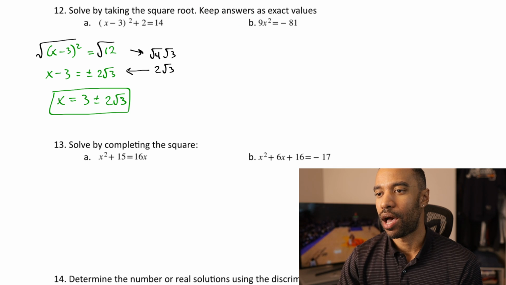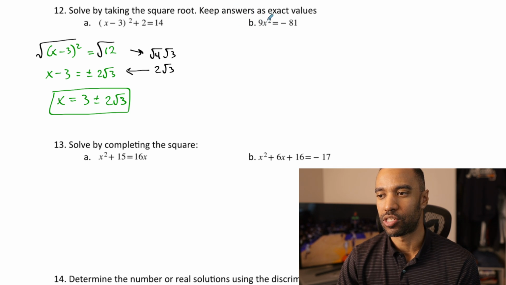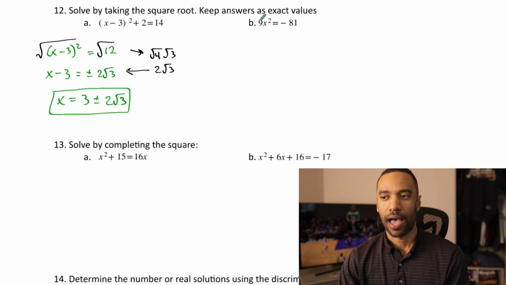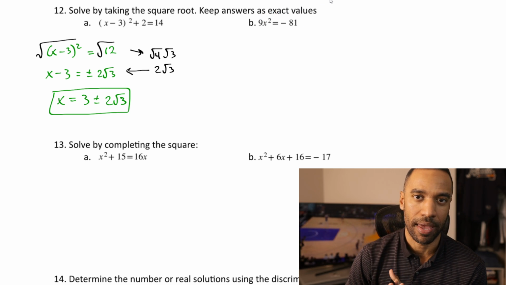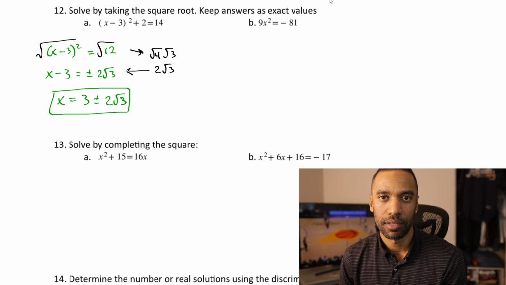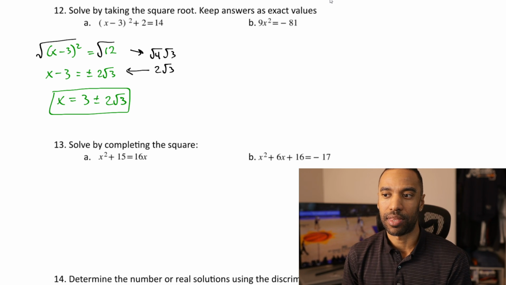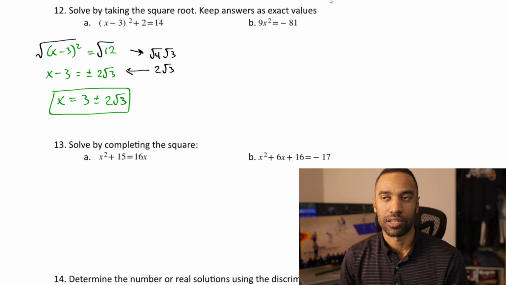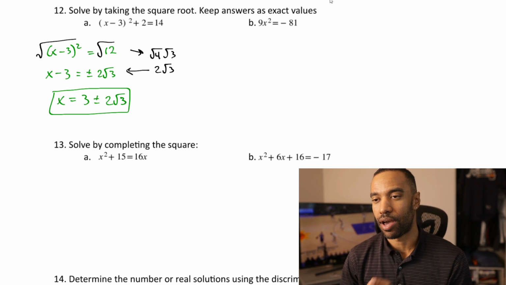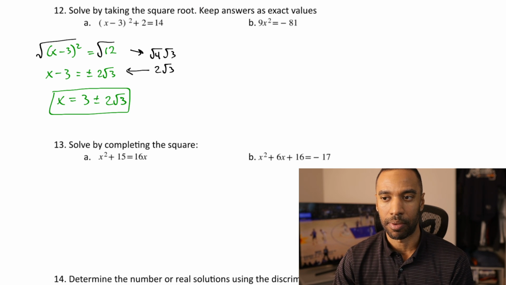Part B, same thing. I have something with an x squared. This time it's not a quantity, but just a variable. I have a 9 right there multiplied with it. I do highly, highly, highly recommend that you divide by 9 to begin with. Some people take the square root right now and they forget to take the square root of 9. There are a lot of things that you mess up with. If you isolate the squared term first, it's very hard to make a mistake.